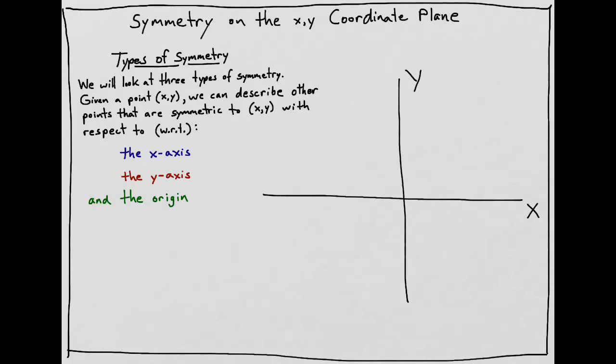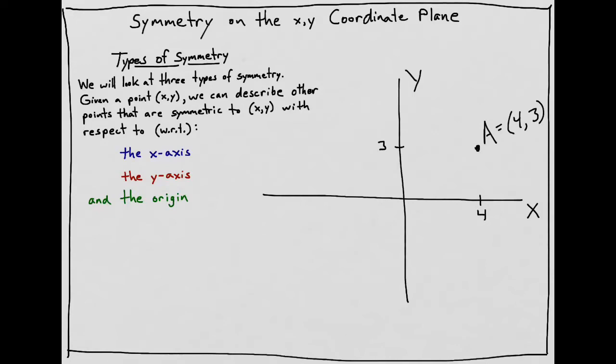Let's consider the x and y coordinate plane. For any point on the coordinate plane, we can identify its location by assigning coordinates to the x and y positions. So we can assign a horizontal coordinate and a vertical coordinate. So for example, point A has coordinates of 4 and 3.